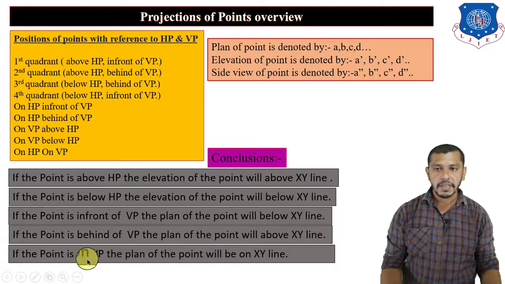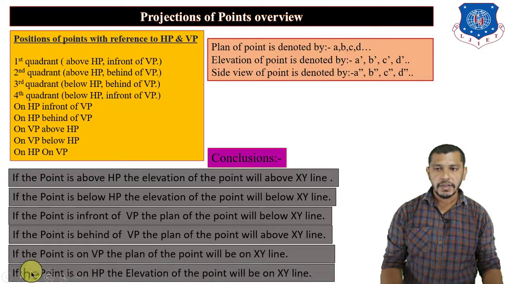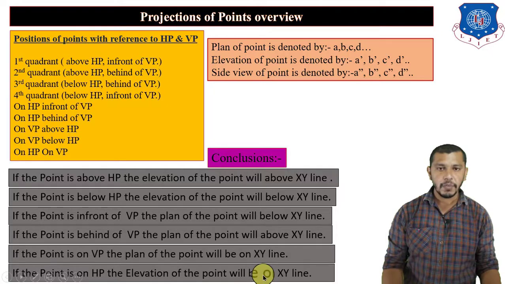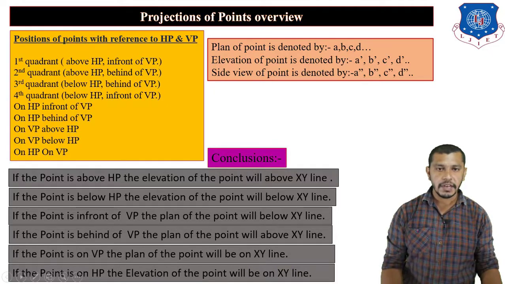Now if the point is given on VP, the plan of that point will be on the XY reference line. If the point is given on HP, the elevation of that point will be on the XY reference line. And if the point is given on HP and on VP both, then the plan and elevation of that point will be on the XY reference line.